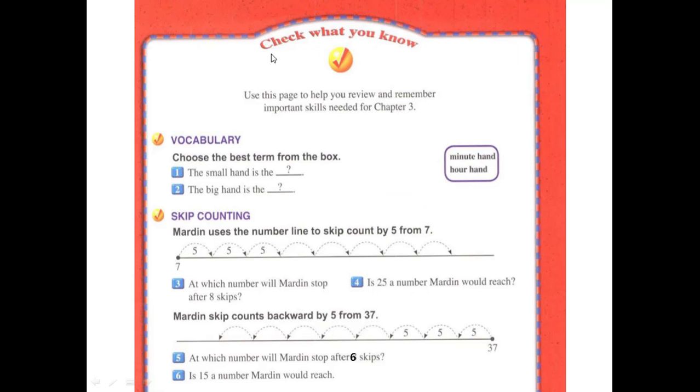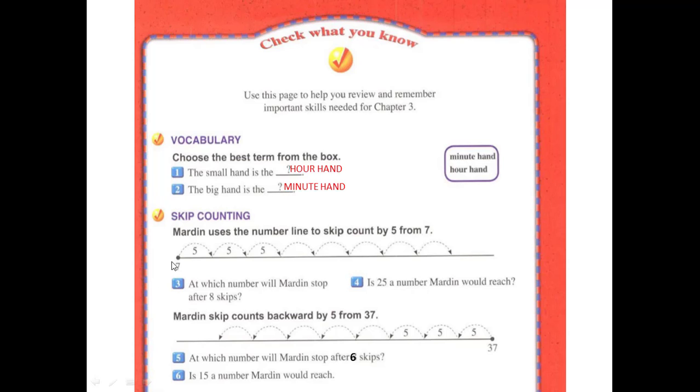Okay. Check what you know, vocabularies. Choose the best term from the box. Here we have minute hand and hour hand. The small hand is the what in a clock? The small hand is the hour hand. What about the big hand? The big hand is the minute hand.